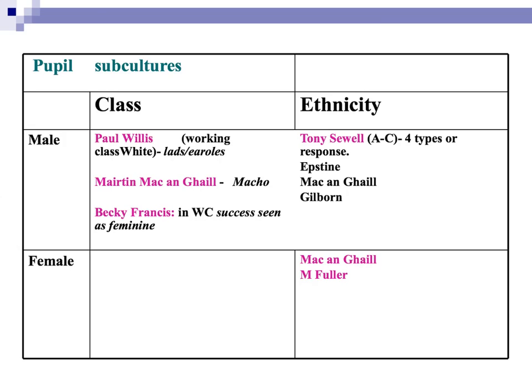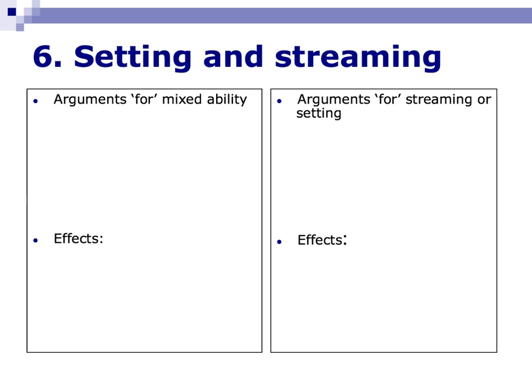We've also got Debbie Epstein, who looked in a bit more detail at black boys. Mac an Ghaill, again, we talked about already, and Gillborn, whose research looked at how boys respond to institutional racism in schools and end up forming subcultures. When thinking about Mac an Ghaill's study, you might want to think about how the Black Sisters rejected, to an extent, the ethnocentric curriculum, and it bound them together. And you've got Mary Fuller's study as well, a female Afro-Caribbean subculture that rejected their negative labels.